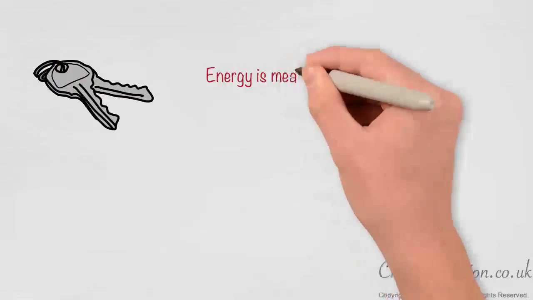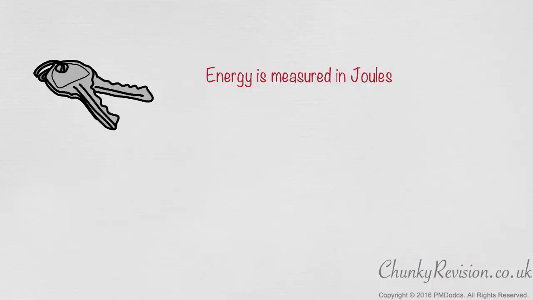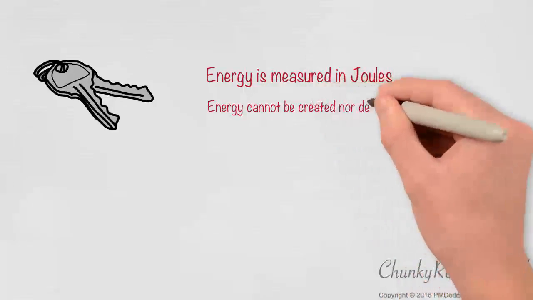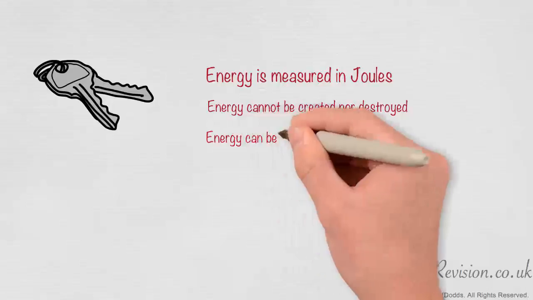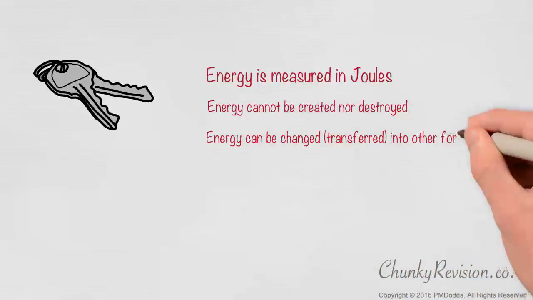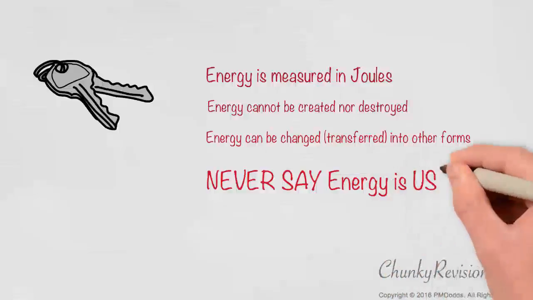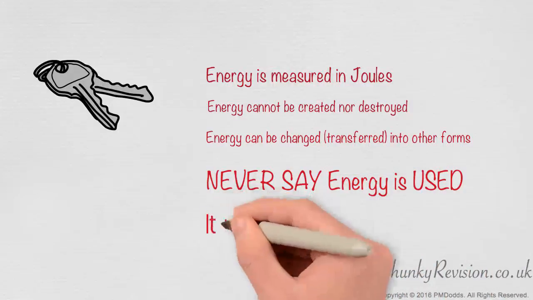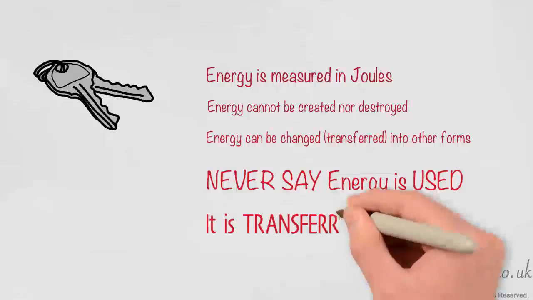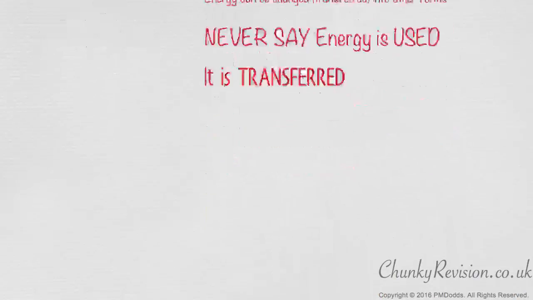Energy cannot be created nor destroyed. This is known as the law of conservation of energy. Energy can be changed into other forms. Okay, it can be changed into one type or another. Whatever you do, never say energy is used. That is a schoolboy error, a schoolgirl error, and it is always transferred. Energy is transferred. It is never ever used.